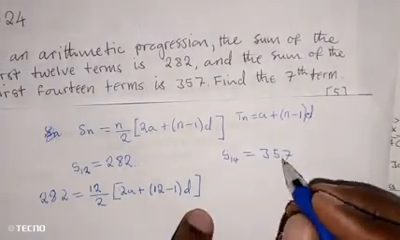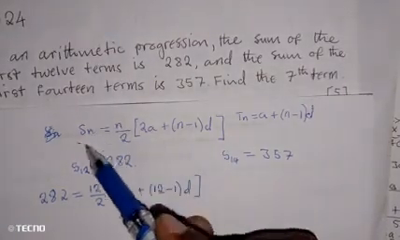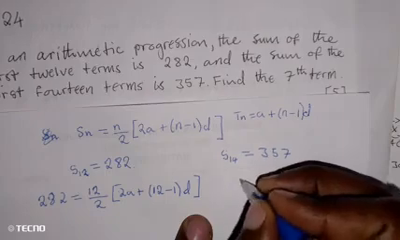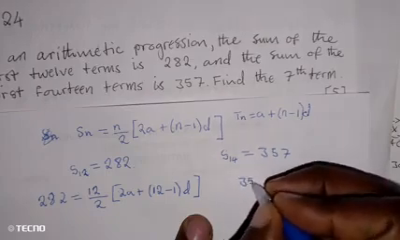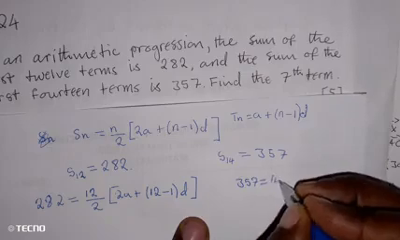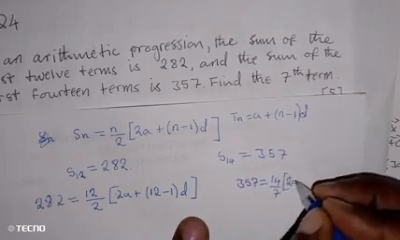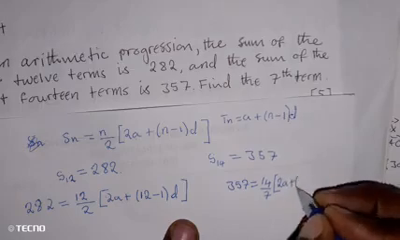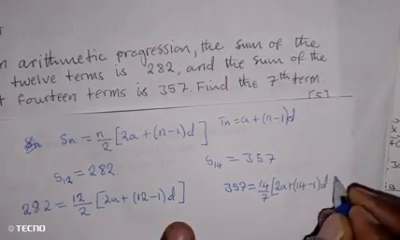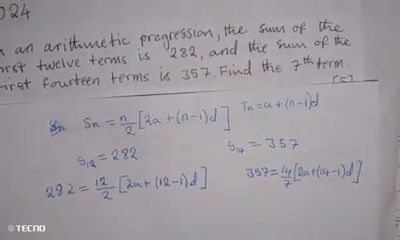Having this side, we do the same: where there is Sn, we replace it by what we have been given. So we say 357 is equal to, where n is replaced by 14, 14 over 2, then open bracket 2a plus open bracket 14 minus 1, close, d, then we close the bracket. So this is what we have.